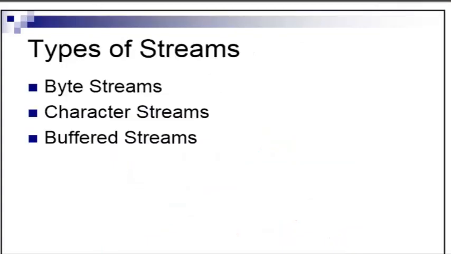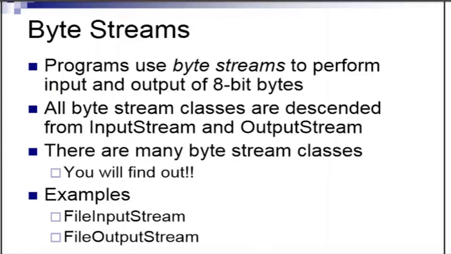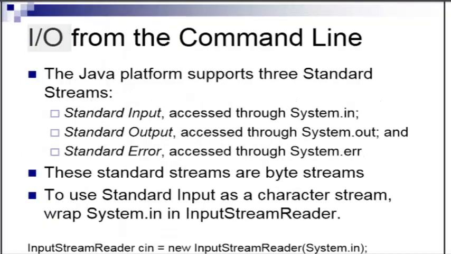Streams can be either byte streams, character streams, or buffered streams, so we've got three types of streams. Firstly, the byte stream. A program uses a byte stream to perform input and output of 8-bit bytes, so you have 8-bit chunks. All byte stream classes are descended from InputStream for input and OutputStream for output. There are many byte stream classes we will see later on, like FileInputStream and FileOutputStream and so on.